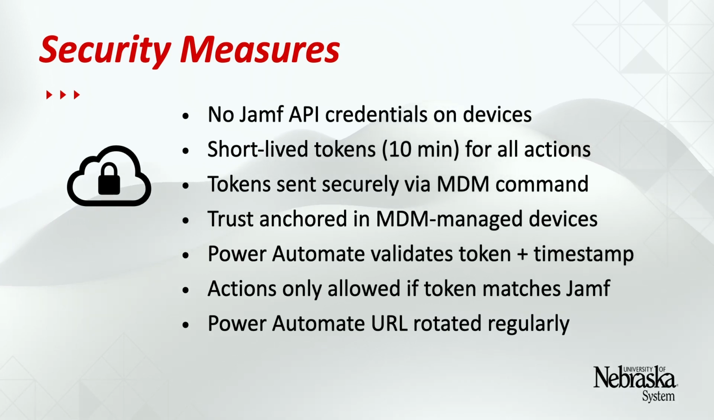Power Automate takes care of the validation of those tokens between the device and the value that we created and stored in Jamf Pro, and only allows those actions if that token matches. And that Power Automate URL is something we rotate regularly, so we can go in and change that URL. So if somebody were to scrape that from the script and play with it, they're only going to be able to do something with their own device that has the management ID on that device, because they have to have access to that device to retrieve that token through MDM. And that will fail as we rotate that.